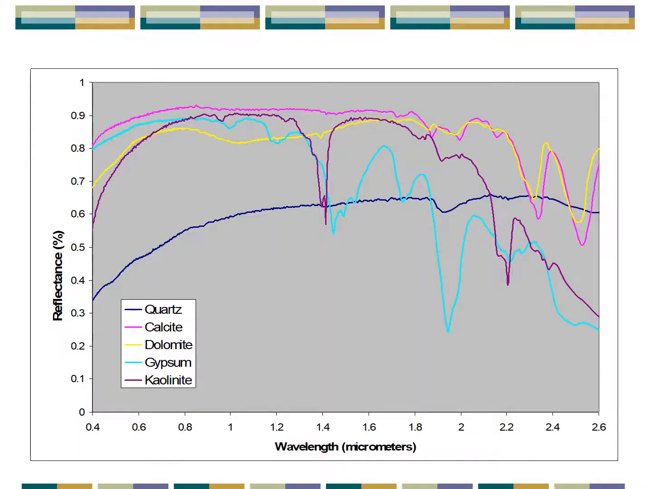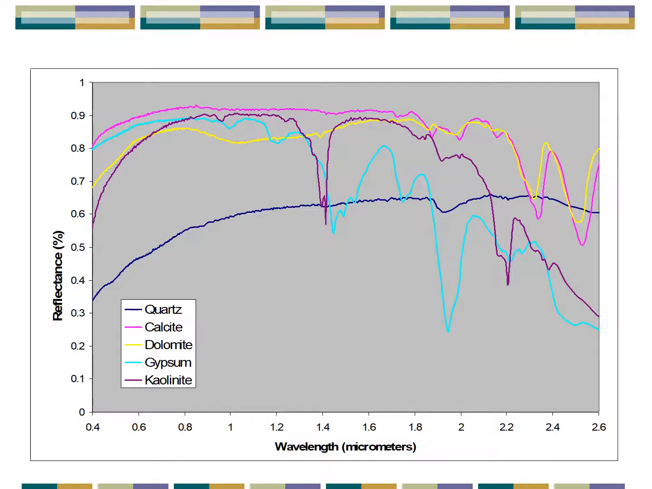So let's look at that a little closer now. Let's look at quartz, calcite, dolomite, gypsum, and kaolinite. Quartz, you know what that is. Calcite is basically limestone. Dolomite is limestone where some of the calcium has been replaced by magnesium. Gypsum is a magnesium-based mineral, and then kaolinite is this aluminum and silicate clay.